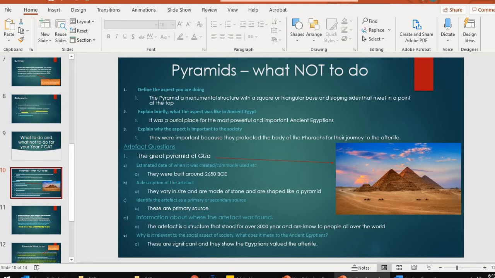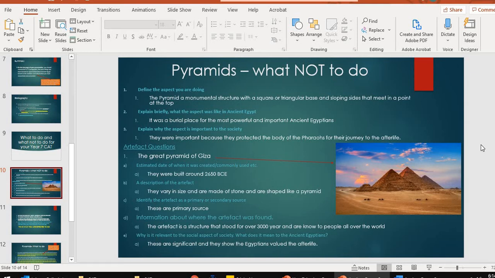They've also got the artifact questions on the same page. It shouldn't be that way. You should have 1 slide for these questions and 1 slide for these questions. So the artifact in question is a picture of the pyramids, and then it's just pretty much a sentence: when they were built, a description, whether or not they're a primary source or secondary source, information about where it was found, and then these are significant.